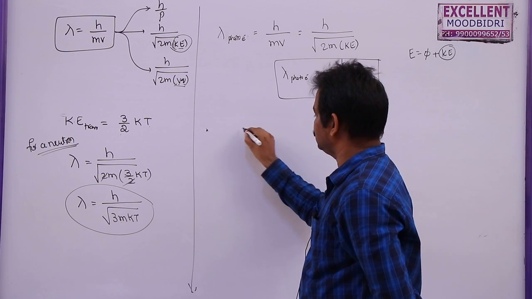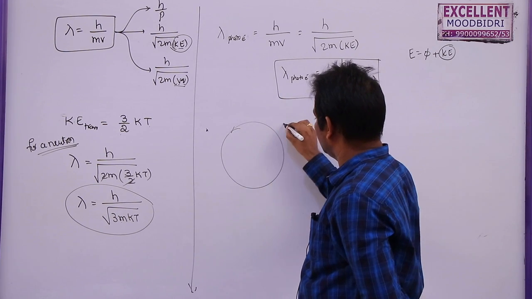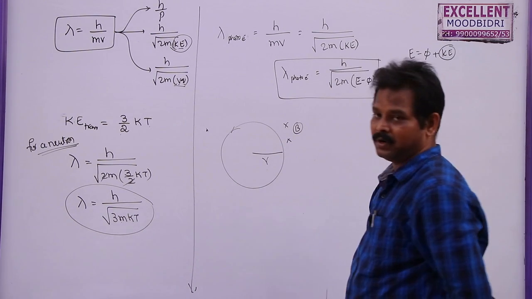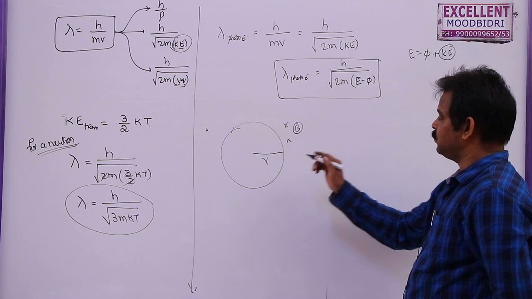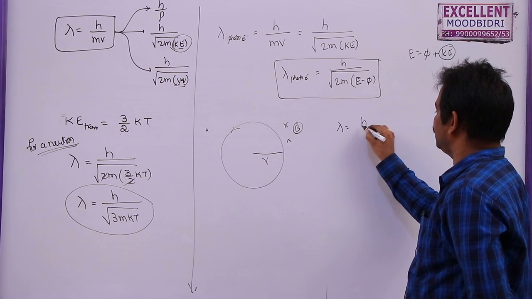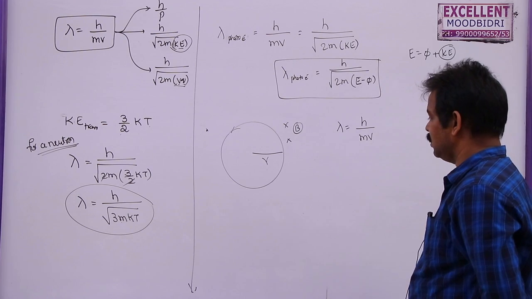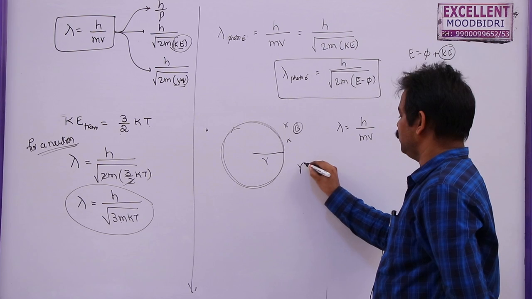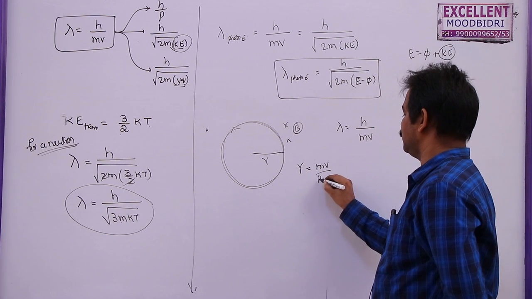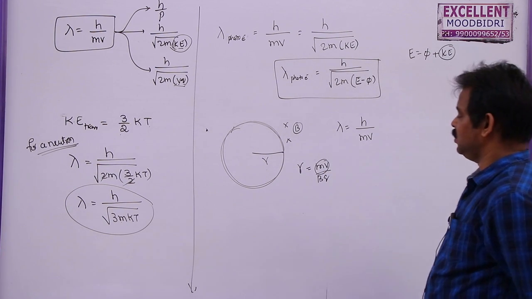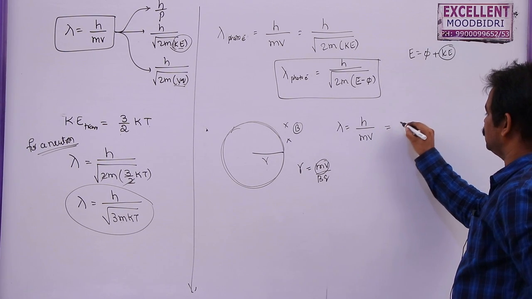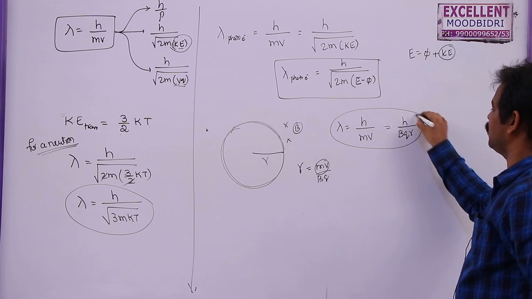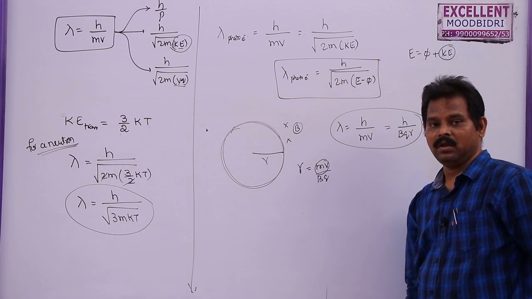Similarly, let us say one charged particle is moving in a magnetic field B in a circular orbit of radius r. So what is the de Broglie wavelength for this one? This lambda is given by h by mv here. As this is moving in a circular orbit of radius r, we know the radius is given by mv by Bq. So what is mv here? This is equal to Bqr. So here you can write h by Bqr. This is the de Broglie wavelength of a charged particle moving in a circular orbit of radius r in a magnetic field B.